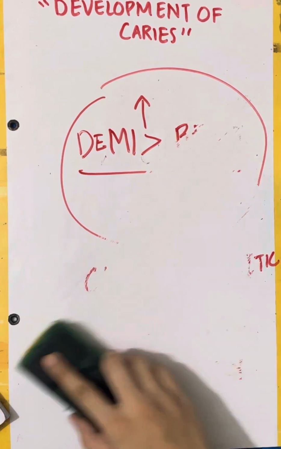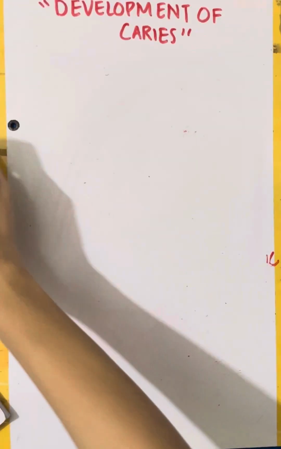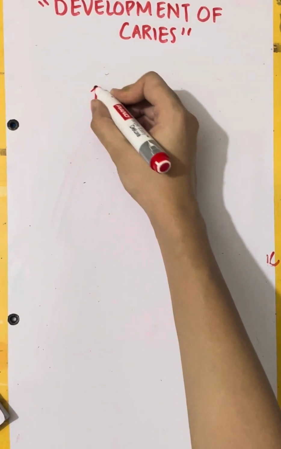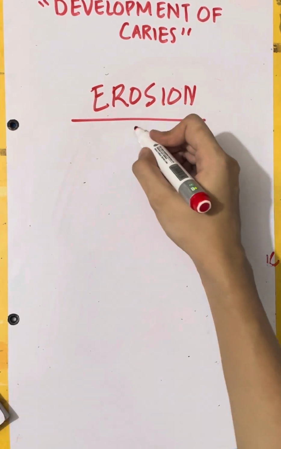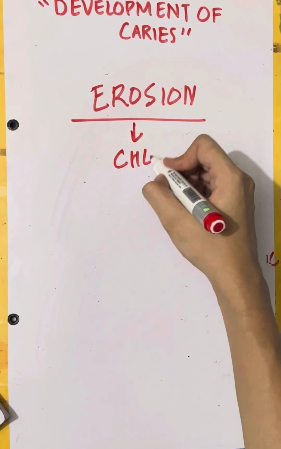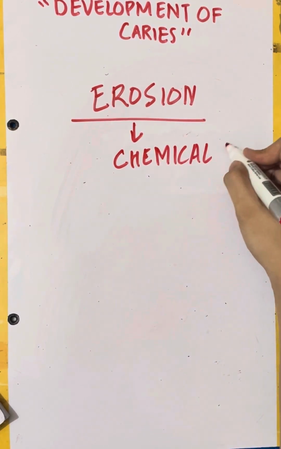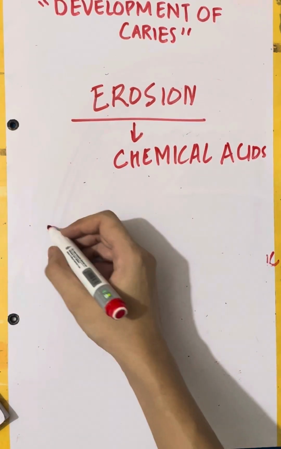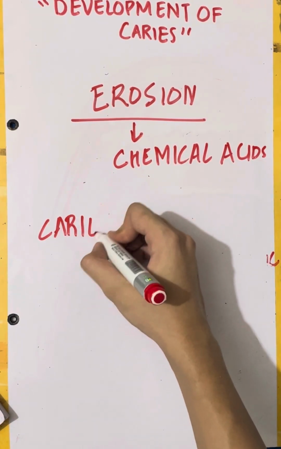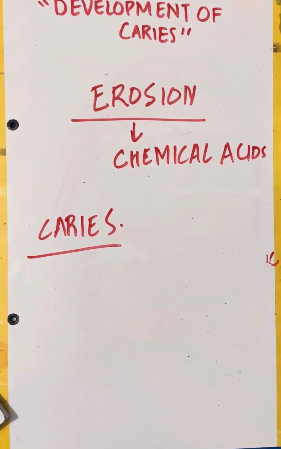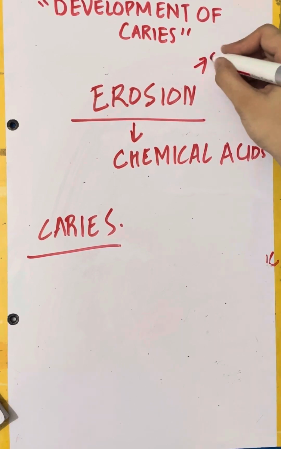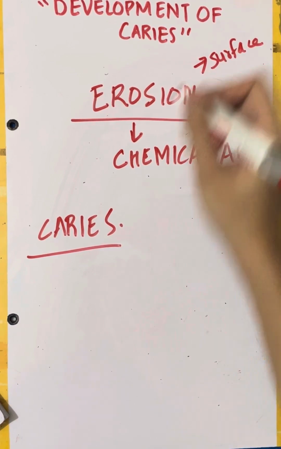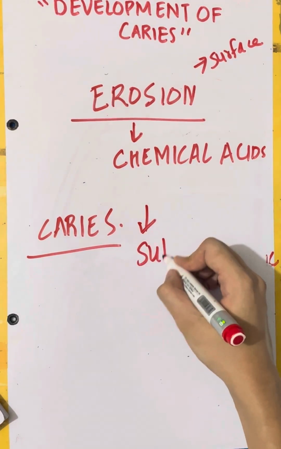There is a term known as erosion. What is erosion? Erosion is the loss of tooth substance occurring due to chemical acids. So here we discuss that caries is also occurring due to an acidic environment. But there is quite a difference between erosion and caries. Erosion is a surface phenomenon, but caries is a subsurface phenomenon.